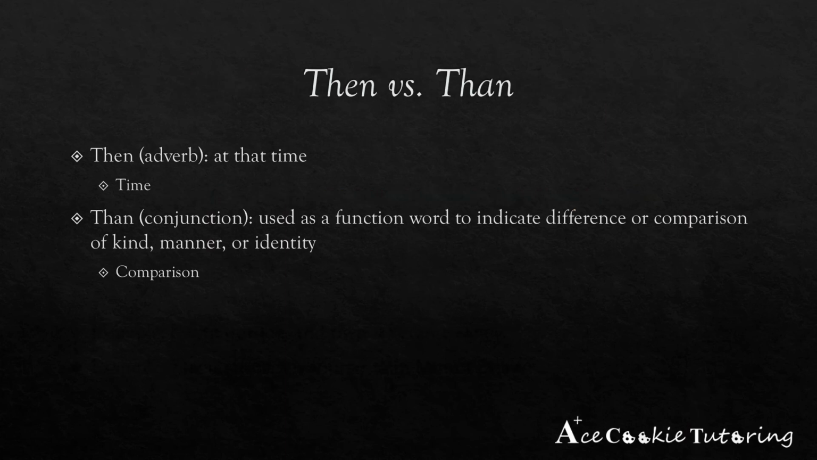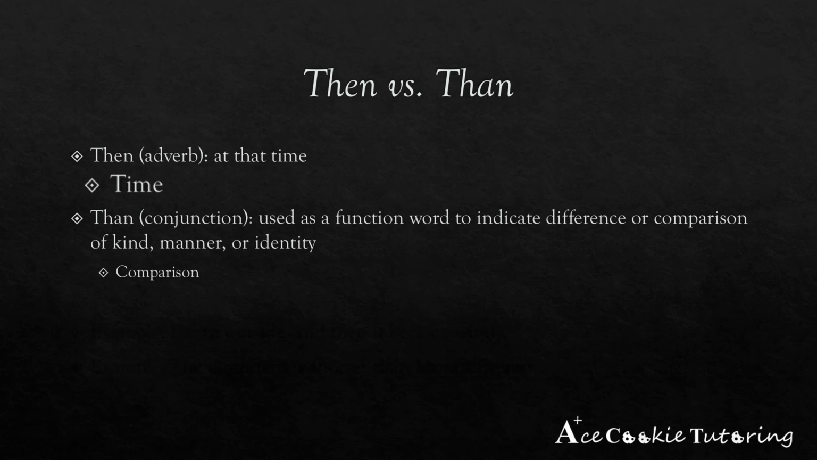Our second set of commonly misused words are then and than. Then is an adverb, and it has to do with time. That is the key word I would want you to think about when you say then: time. Than is a conjunction, and it is used as a function word to indicate the difference or comparison of kind, manner, or identity.